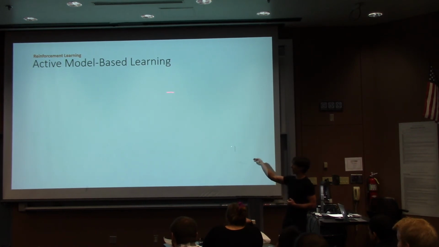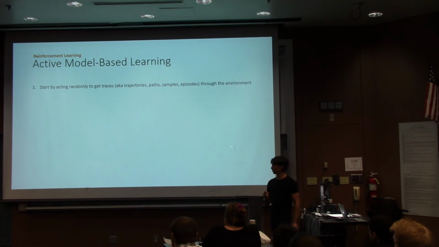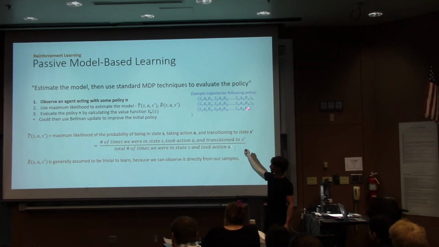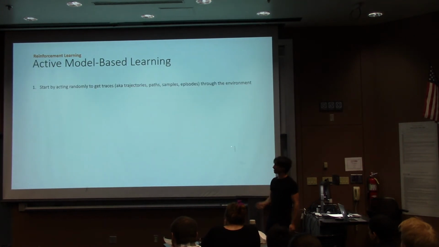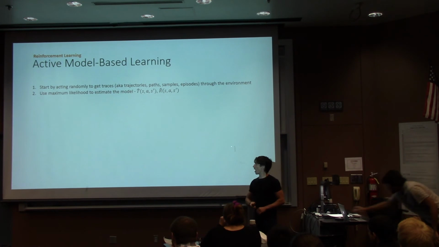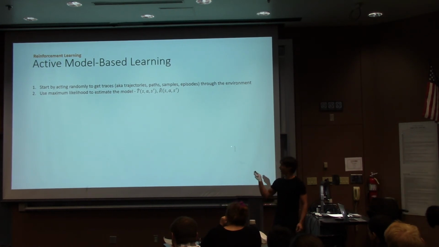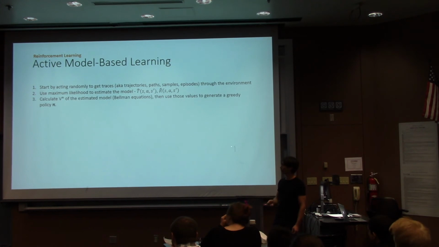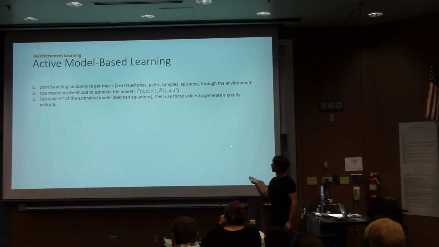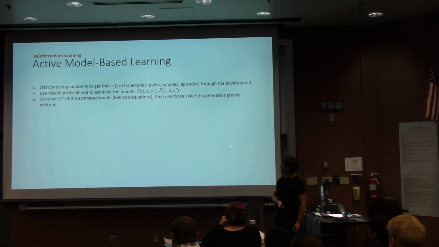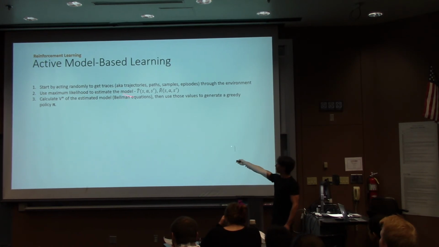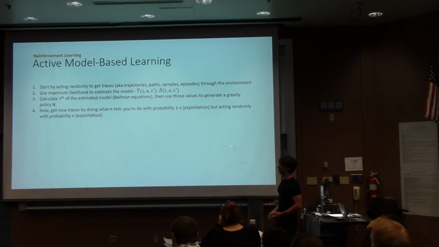So another thing that we do is active model-based learning, which is going to start the same way. Except in the last problem, we were observing somebody who was following some policy. In this case, we're going to start acting in a world following some random policy. And we'll again do maximum likelihood to get an estimate of the transition function and the reward function. And we'll again calculate V star for the estimated model. But now we're going to use the values that we get there to generate a greedy policy pi, a new policy. Better than the one that we started with, which was just acting randomly.